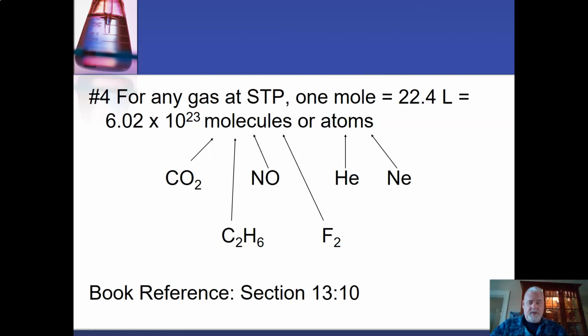That concept will really help you. And if you read through and maybe even take additional notes if you want on section 13.10, that'll get you ready for question 4.